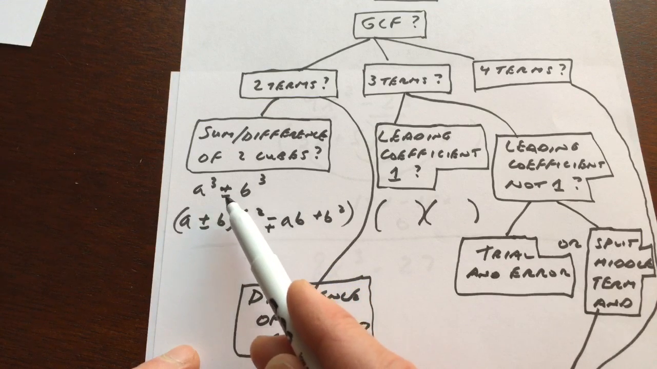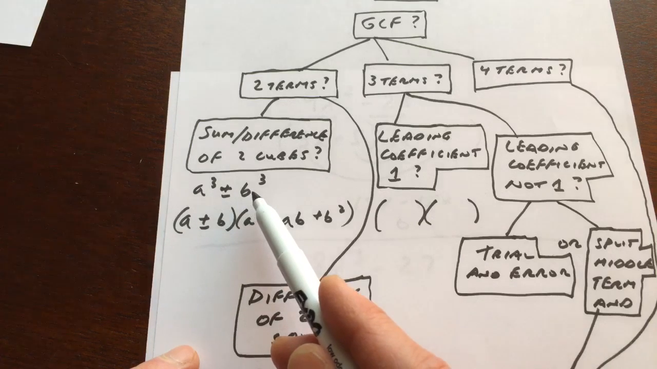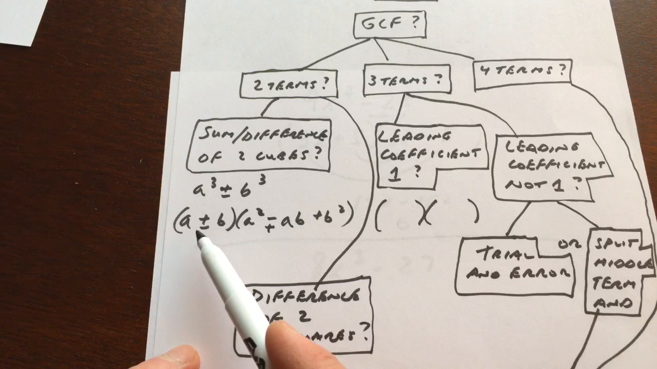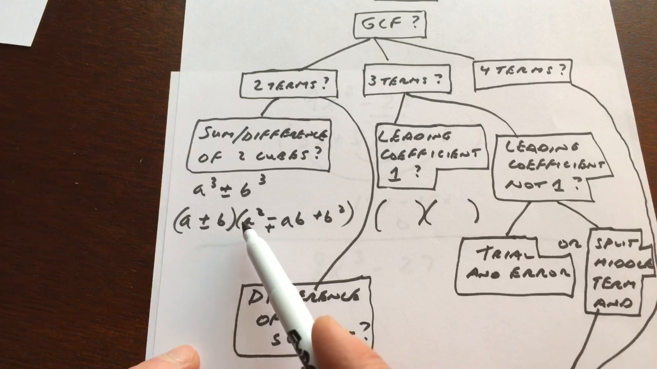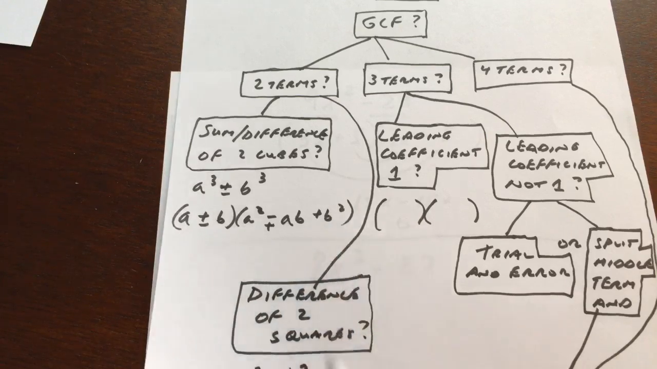In this case, we have a difference of 2 cubes. We're subtracting one cube and we're subtracting another cube. And so when we factor it, we're going to factor it in this pattern: a minus b, times a squared plus ab plus b squared. Okay, so are you with me so far?